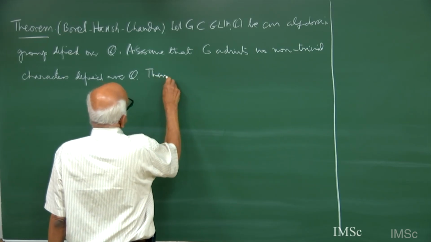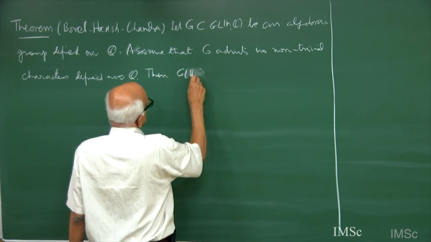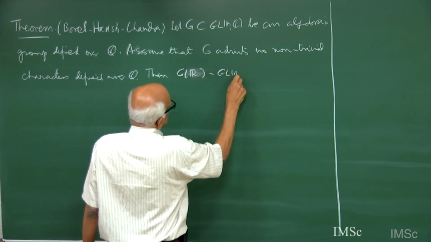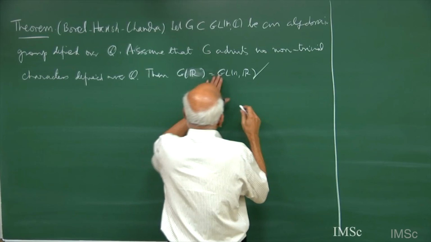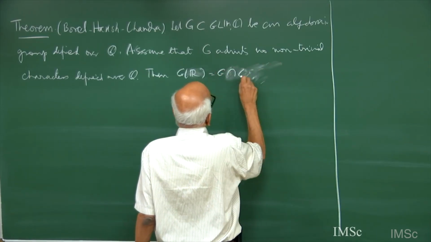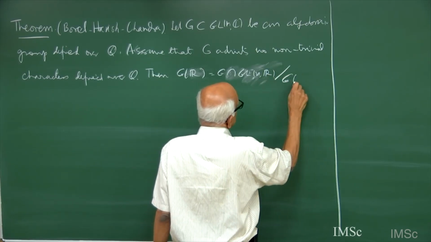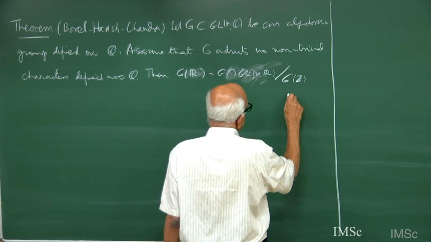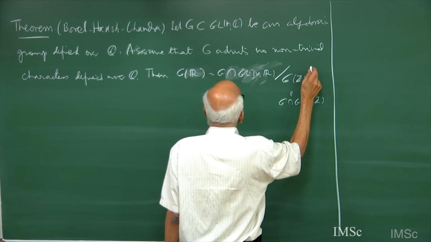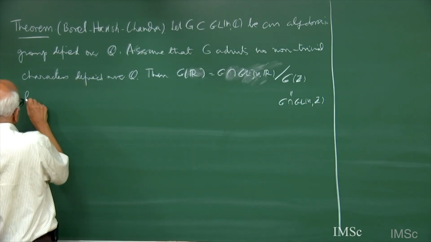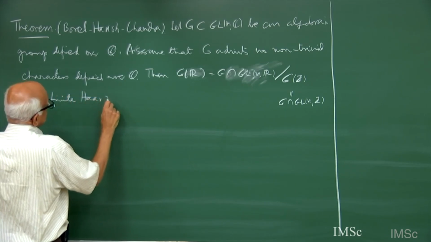Then G intersection GLN(R) modulo GZ, which by definition is G intersection GLN(Z), has finite volume.